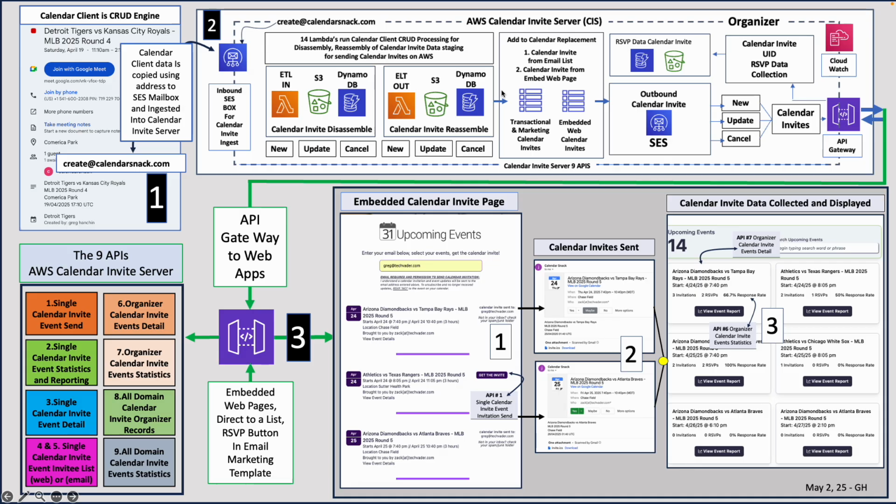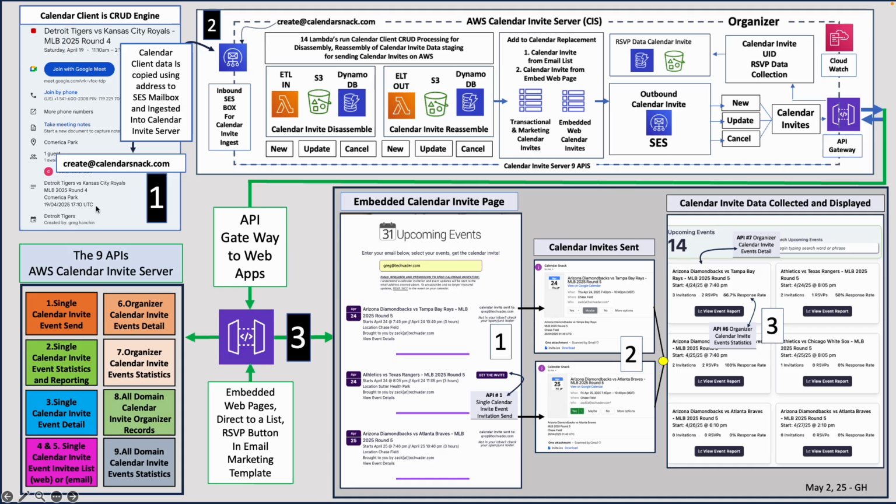We own this technology here, and what I'm doing today is talking to the AWS Calendar Invite Server through the 9 APIs. What I'm going to show and demonstrate is the single calendar invite send API. It's an embeddable API. We call it API number 1. It's been embedded into an upcoming events page whereby someone puts in an email address, clicks one button, we send out the calendar invite, and we track that. That's all using the APIs over here talking to the AWS Calendar Invite Server.